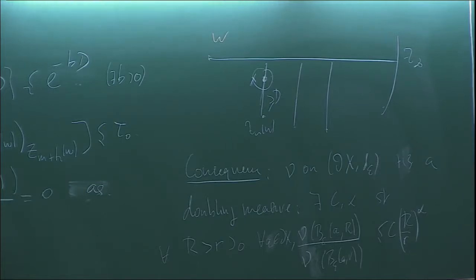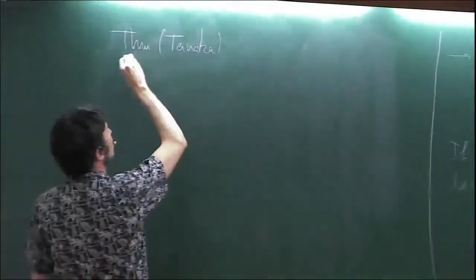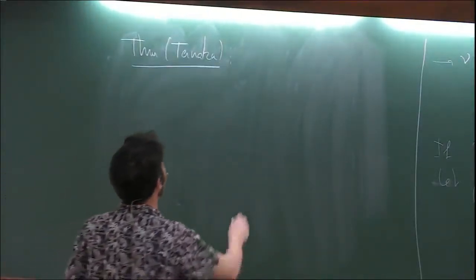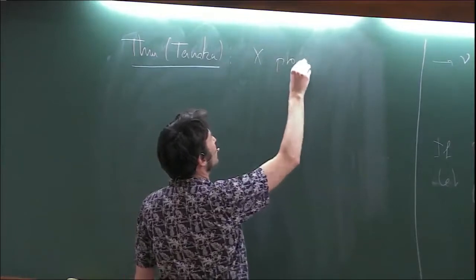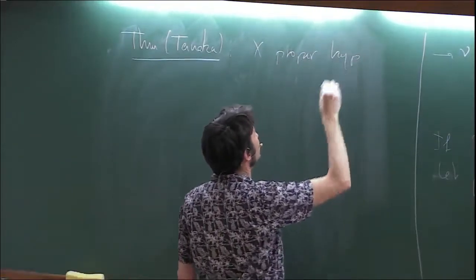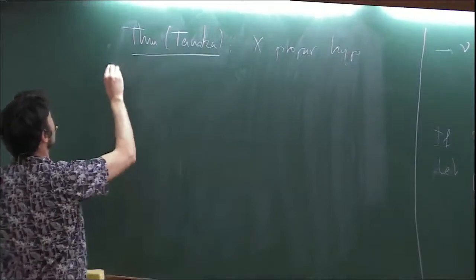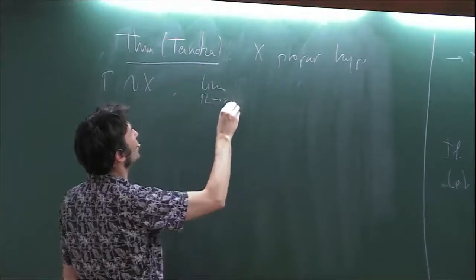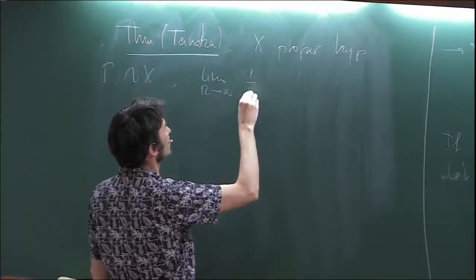Okay. So now I would like to proceed. And so the theorem I would like to state is due to Tanaka. So assume X is proper and hyperbolic. Gamma acts on X, and its relative volume growth is finite.